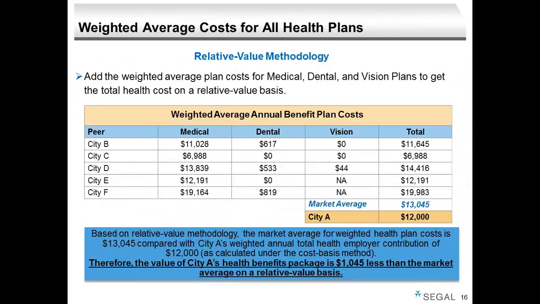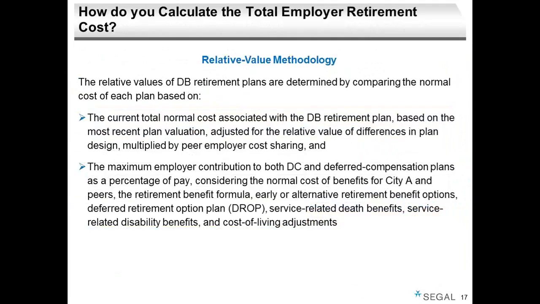Now, what's interesting here is that the market average on a relative value basis is $13,045, and you may remember from a prior slide that on a cost basis, it was $9,727. So the market average actually increased in value because the benefits offered by the peer cities had, on average, a greater relative value. In other words, the plan designs were relatively richer compared to City A. That said, let's move on to the similar kind of methodology for retirement.